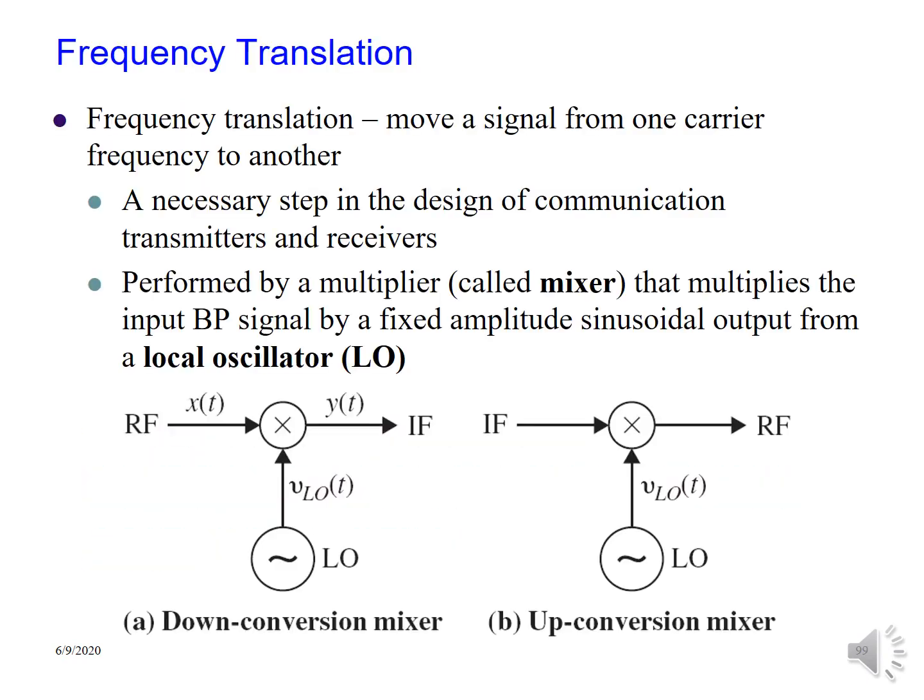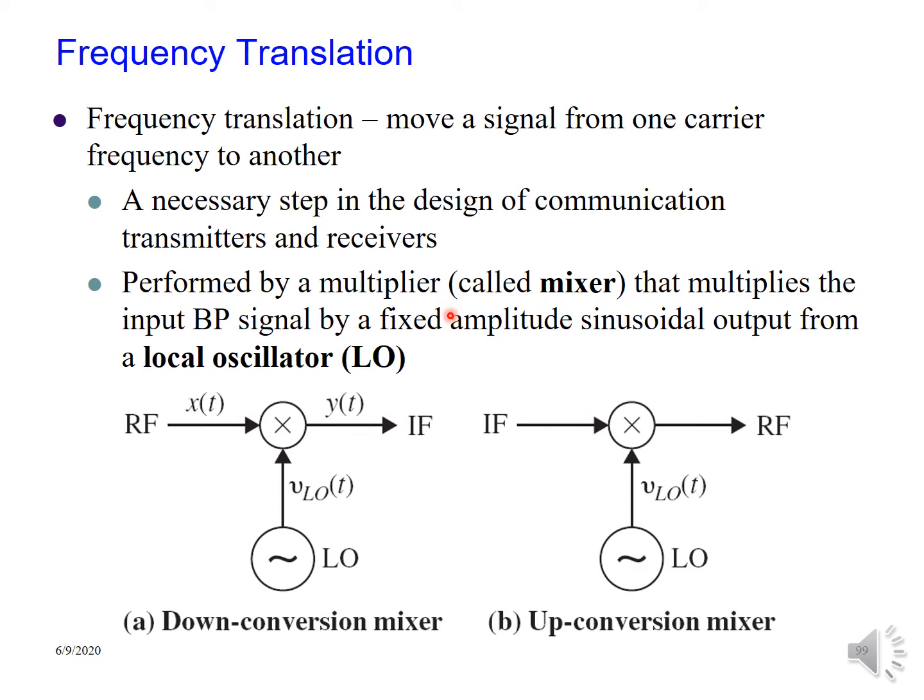Okay, the next one is frequency translation. Just now we combined a few frequencies into a channel, and now it is frequency translation. That means we want to move a signal from one carrier frequency to another frequency, where it can be higher or lower. So frequency translation is very important and necessary, or compulsory, we can say, in the design of communications transmitters and receivers.